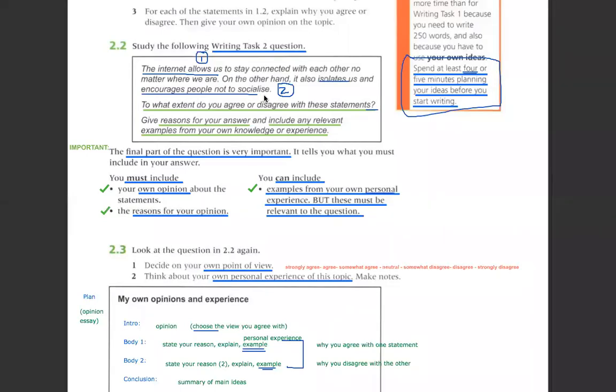So let's say you agreed with both, or you only somewhat disagreed. Give me some examples that you could use for the second statement. Okay, it can be addictive, good. Again, these are quite general. I want you to think of a personal experience, something that's happened to you or maybe a friend or a family member.